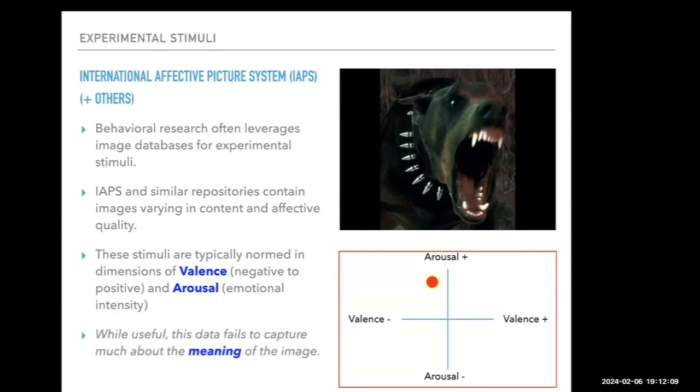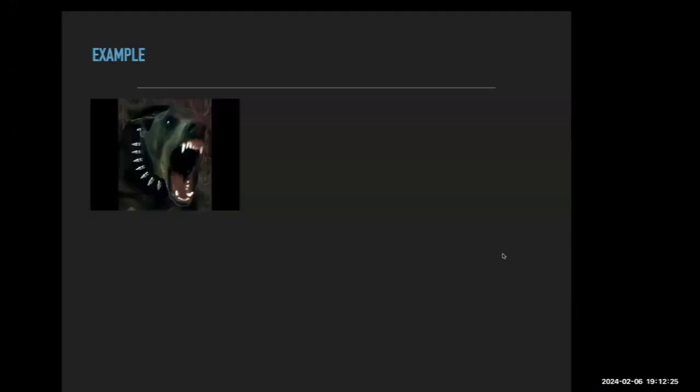The problem is that while this is really useful in helping us derive what stimuli we anticipate is going to evoke a negative response in the participant, this type of rating scale doesn't tell us a lot about the meaning of the image. So, for example, if we take this snarling dog, it really evokes a sense of a close physical proximity. It contains an immediate visceral threat.